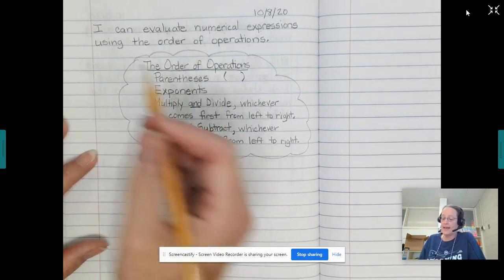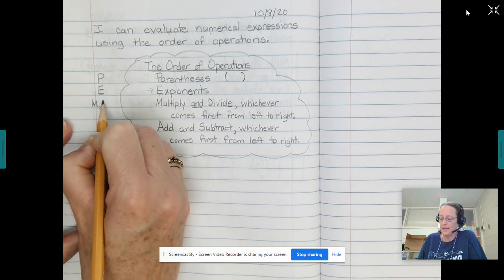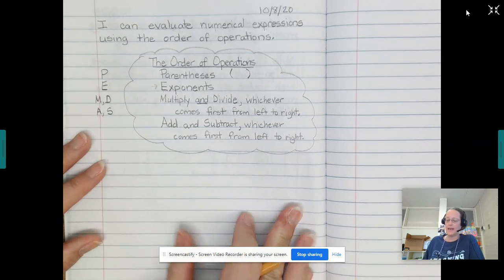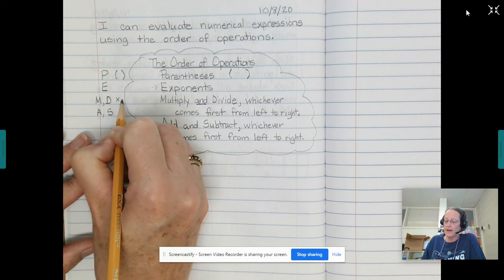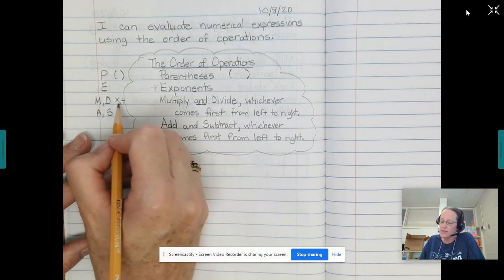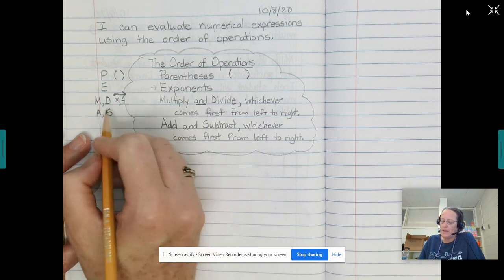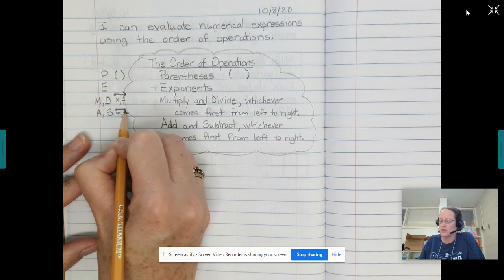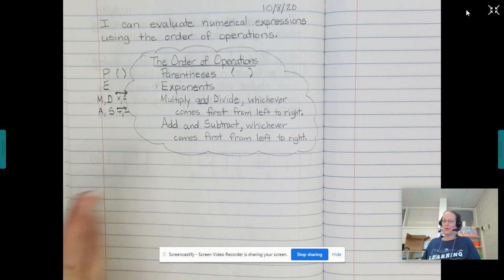Now, can PEMDAS help us remember that? Absolutely it can. Parentheses, exponents, multiply and divide, whichever comes first from left to right. And sometimes we put a little arrow from left to right, and then add and subtract, whichever comes first from left to right. Make sure you have all of this in your journal, and then go on to the next video.